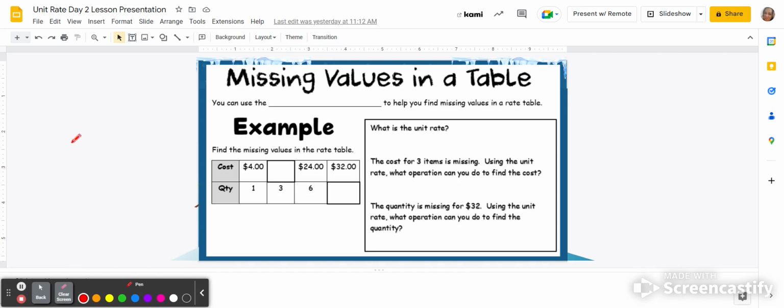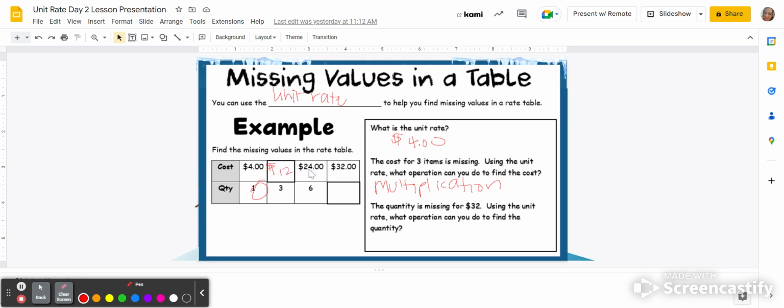Okay, let's practice a little more with missing values in a table. You can use what we've been talking about, unit rate, to help you find the missing values. If 1 costs $4, my unit rate is $4 because it's already given me how much 1 costs. So the cost for 3 items is missing. If this is $4 and I want to find out how much 3 is, I'm going to multiply 4 times 3, and 4 times 3 is $12.